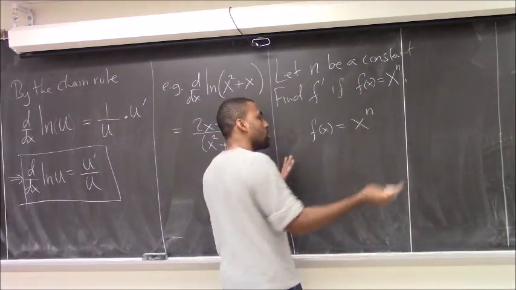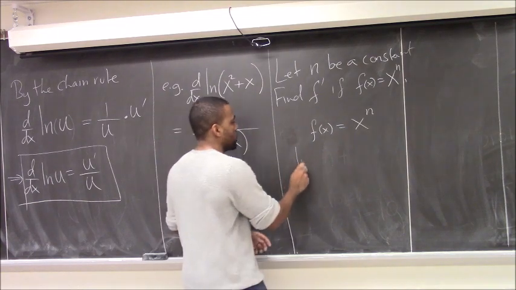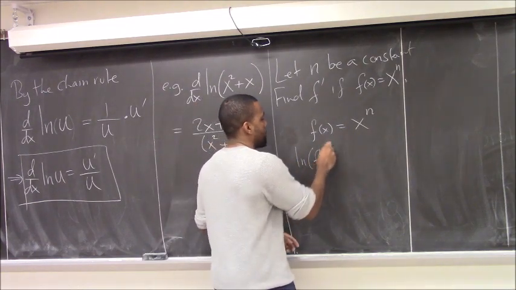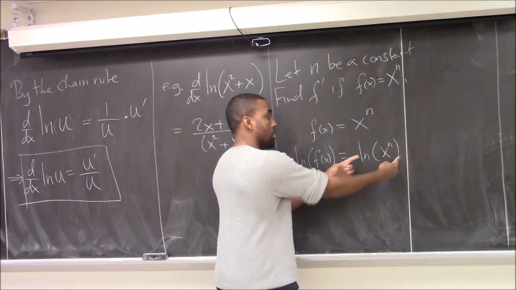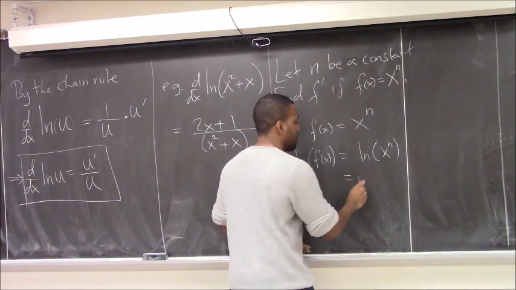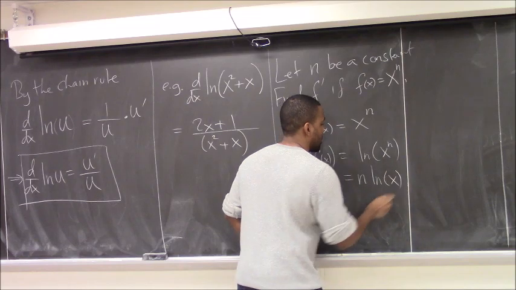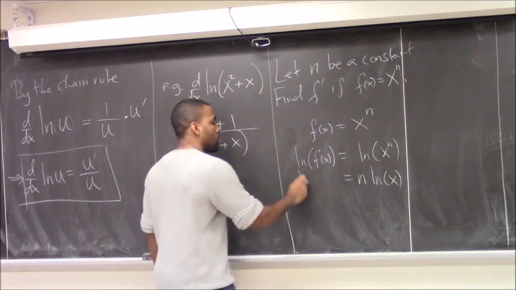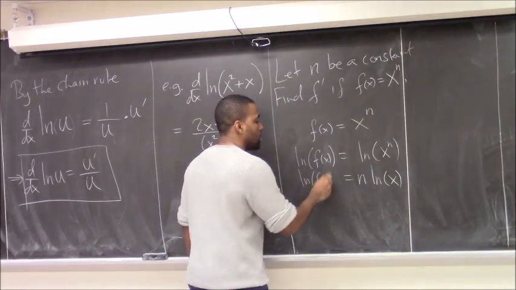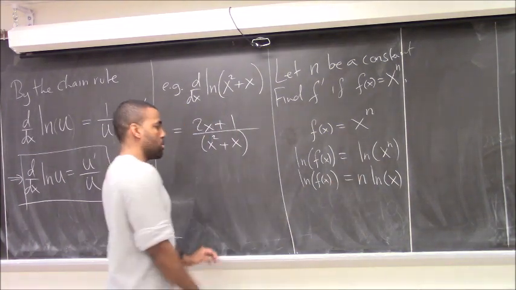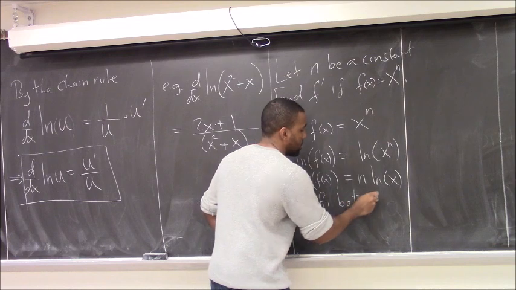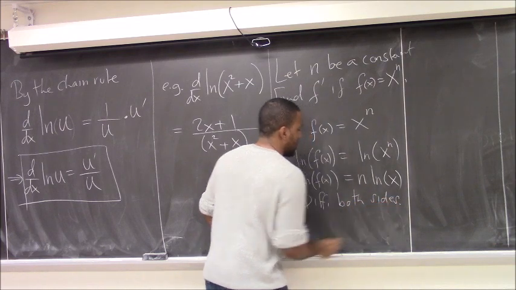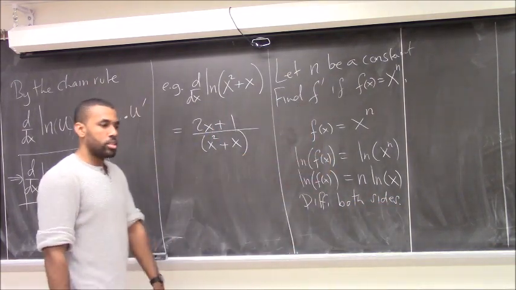So here's a power. I don't know how to deal with the power, so I'm going to log both sides. Now this allows me to take the power and bring it down in front. So I have ln of f of x equals that. And now again, I'm going to differentiate both sides. What's the derivative of ln of f of x?